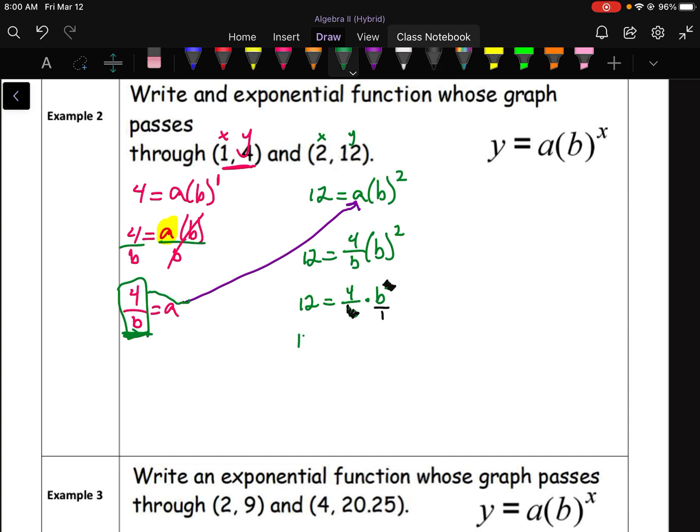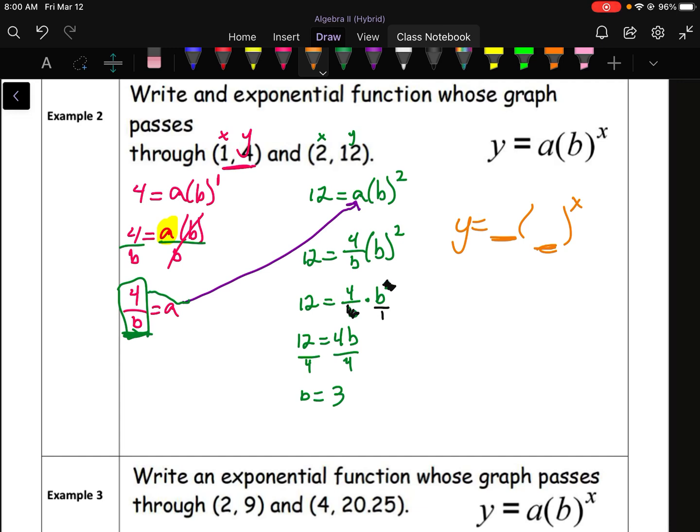So 12 equals 4b. Divide both sides by 4. b equals 3. Okay, now here's the tricky part. We also have to find a, because our final equation should be y equals a number for a times a number for b to the x power. So we need to find a and b. Probably should have started by explaining that.